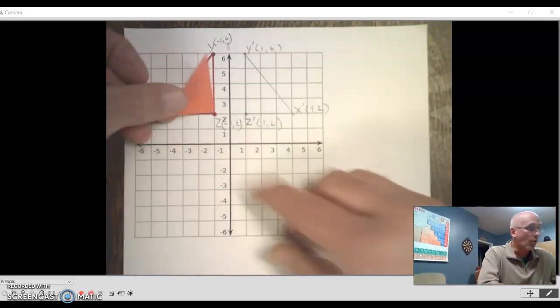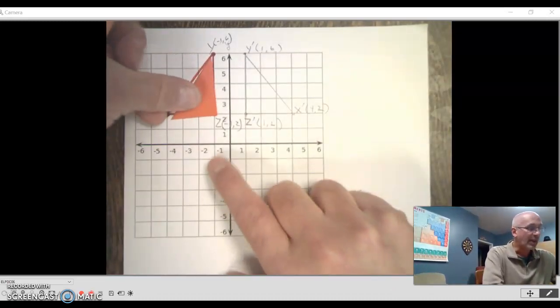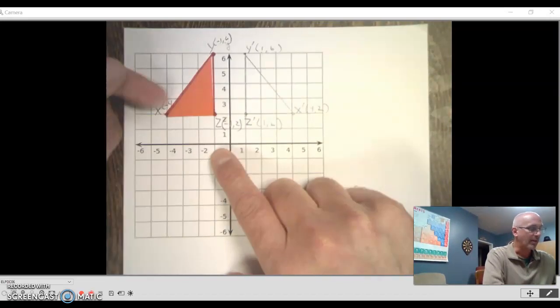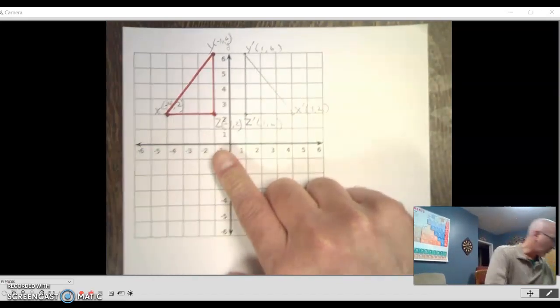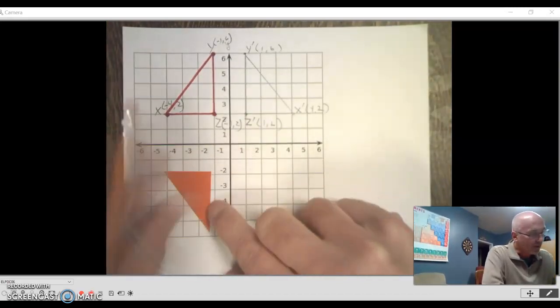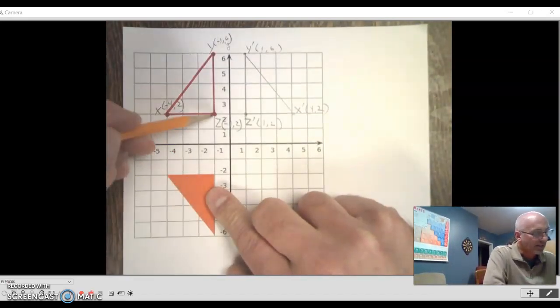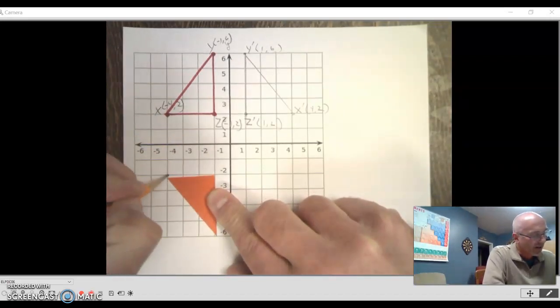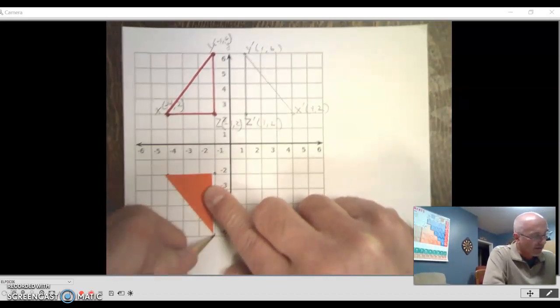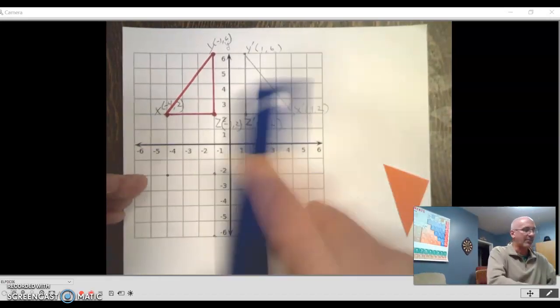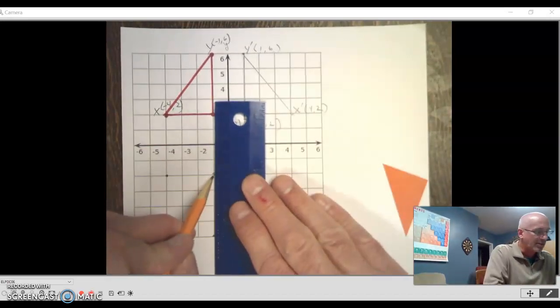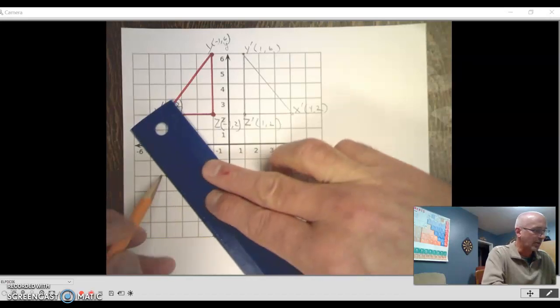Now, I could reflect it maybe over the x-axis. What if I wanted to do that? Okay. I am going to flip it right over. So how I just flip it like this, I have to keep it the same distance. There's 2 units here, 2 units there. So I would have this shape if I flipped it over the x-axis. I'll just quickly do that.